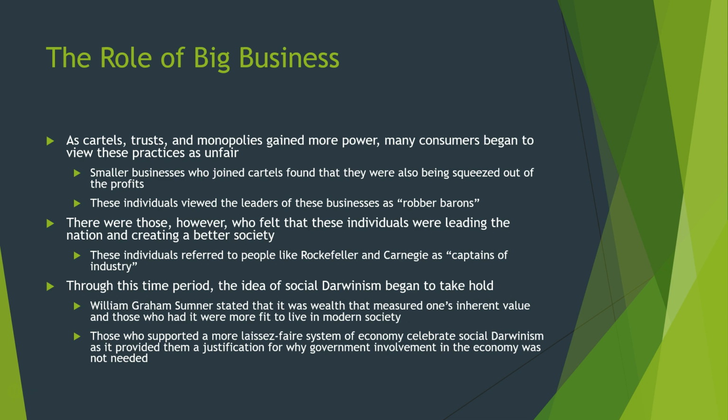And then with Carnegie and his use of steel, it's really him that allows some of the infrastructure in the United States to really take hold, to really kind of flourish. Because without Carnegie Steel, you don't have the huge cities that we have today, like New York and Chicago and things like that. Through this time period, also the idea of social Darwinism began to take hold.